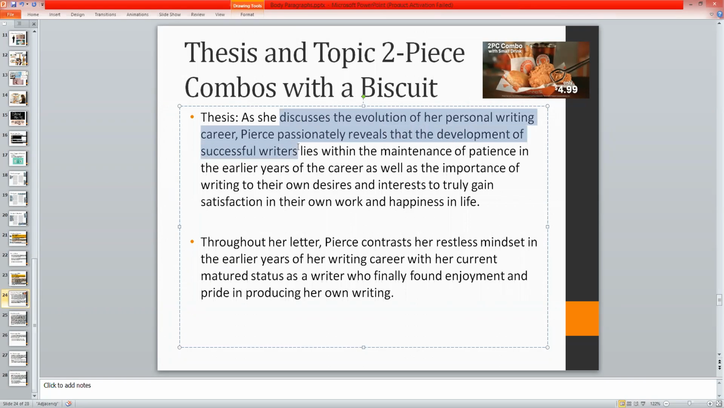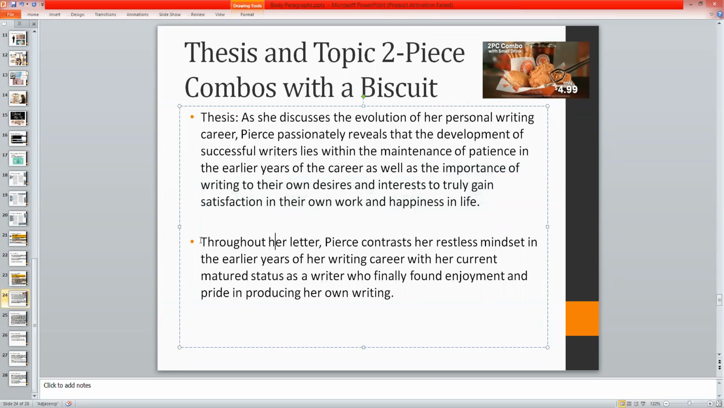It includes the components that she's discussing her evolution, she's revealing the development of writers, all to put down this idea that the importance of writing to their own desires and interests gains satisfaction in their work and happiness. This has to be proven throughout the entire piece, and this has to be one of the main elements of the message here. So the topic sentence has to connect with this altogether.